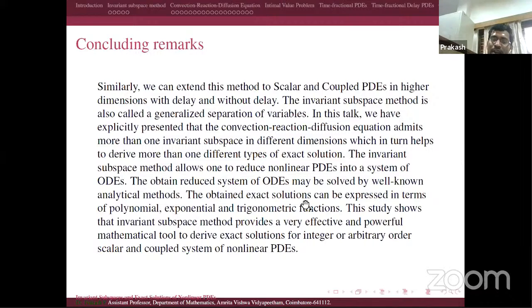So this study shows that the invariant subspace method provides a very effective and powerful mathematical tool to derive exact solutions for integer or arbitrary order scalar and coupled systems of fractional PDEs.